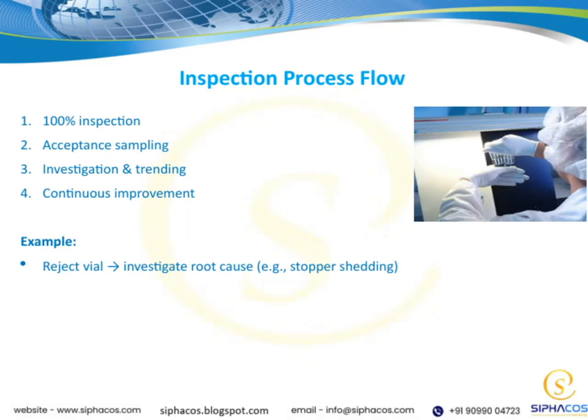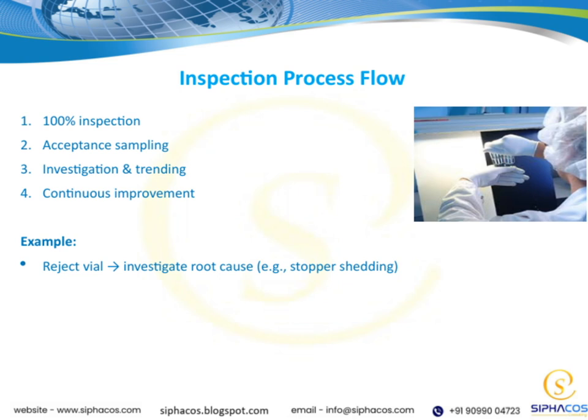First, we have 100% inspection, which means every item is checked thoroughly to catch any issues early. Next is acceptance sampling, where we review a sample of units to determine if the batch meets quality standards. After that, we move to investigation and trending, which involves analyzing data over time to identify patterns or recurring problems. This step helps us understand root causes and prevent future issues.